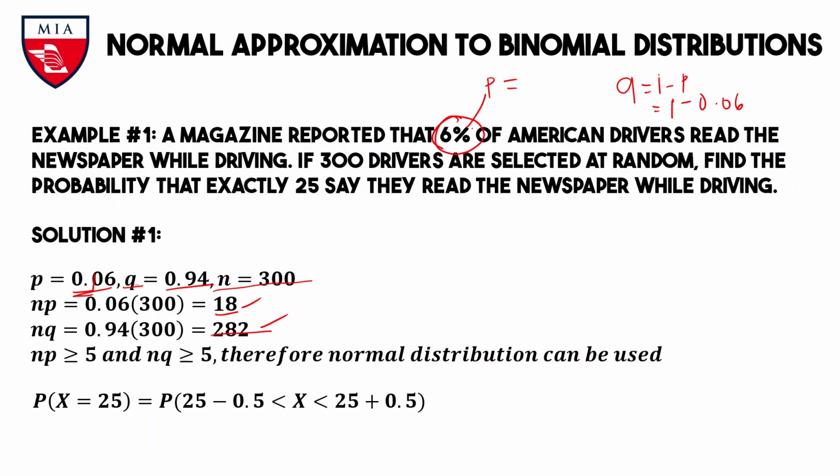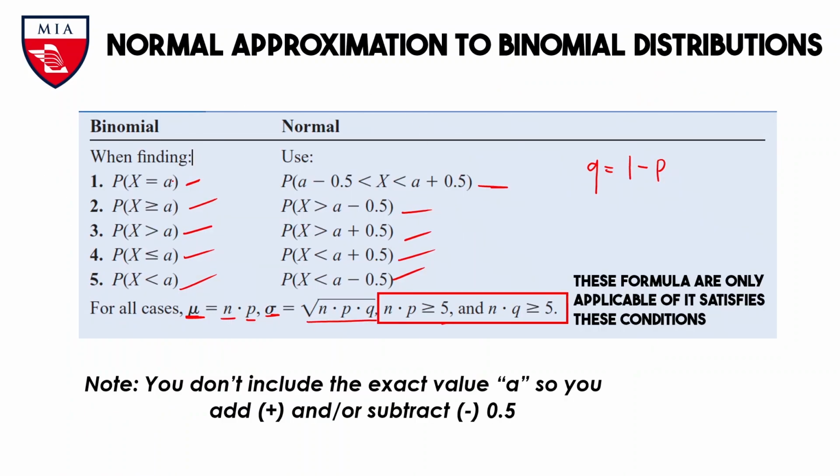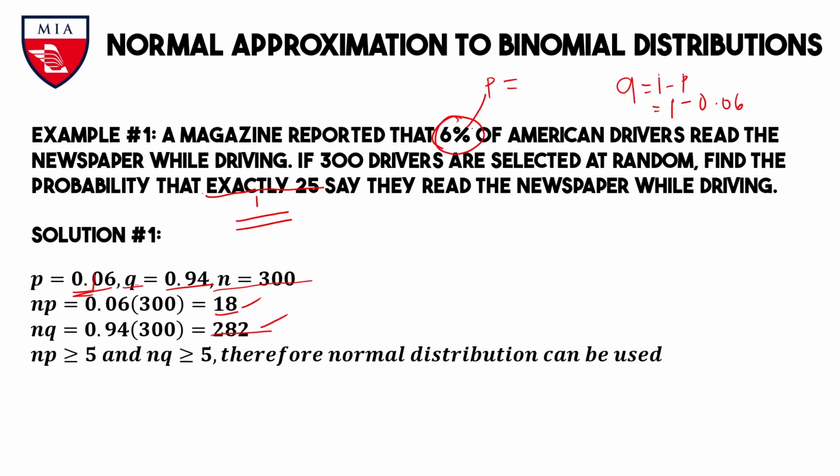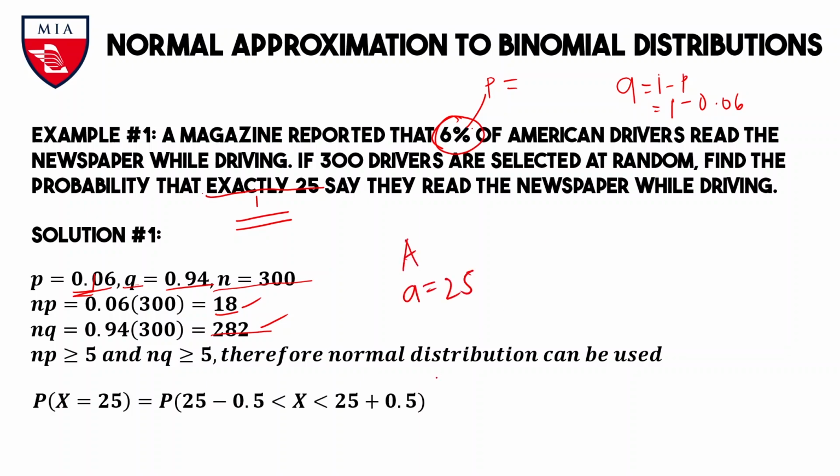Okay, so find the probability that exactly 25. If we have this term exactly, it is also equal. So the probability of x equal to 25. If a is equal to x, exactly means we will have equal, so we will use this format in terms of normal distribution. Our a here is equal to 25.